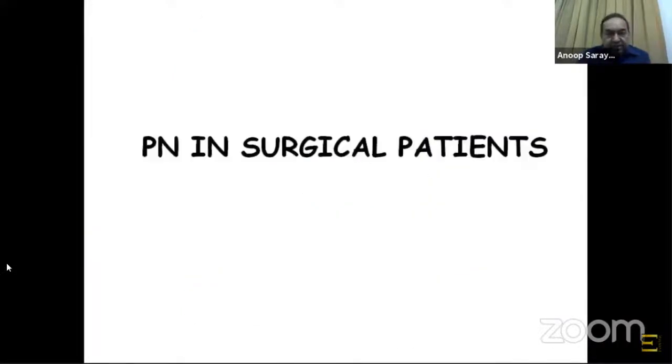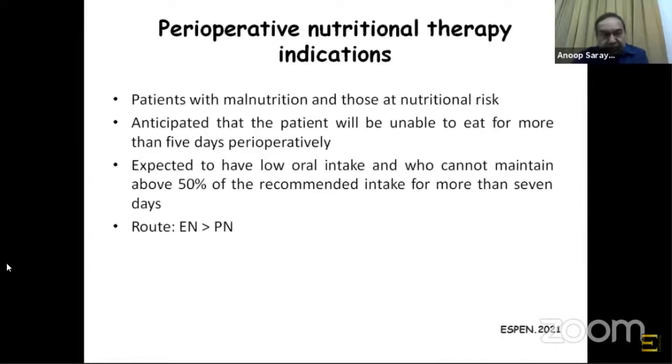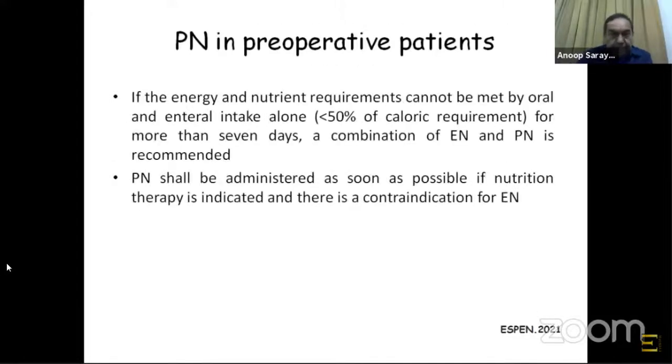nutrition at the earliest. So in surgical patients, a patient with malnutrition and those at nutritional risk, in the perioperative nutritional therapy, this is the indication. When we anticipate that the patient will be unable to eat for more than 5 days perioperatively, there also we initiate nutrition. Expected to have low oral intake and who cannot maintain about 50% of recommended intake for more than 7 days, then also we give nutrition.